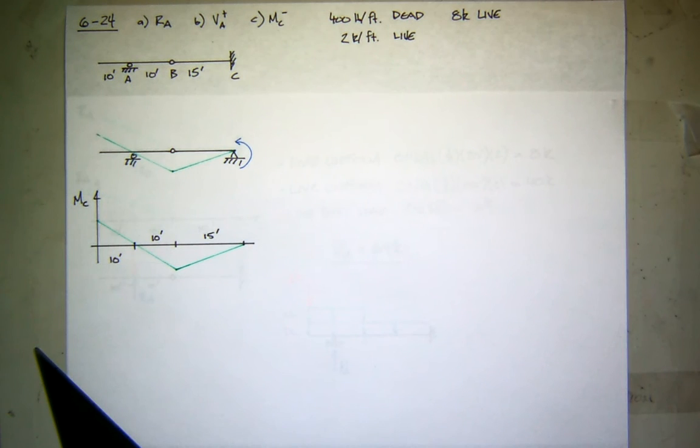Back to the question asked for maximum negative moment. When you apply your moment, you apply positive moment. Always apply positive moment. Always do. And if it comes out positive, it's positive. If it comes out negative, it's negative.